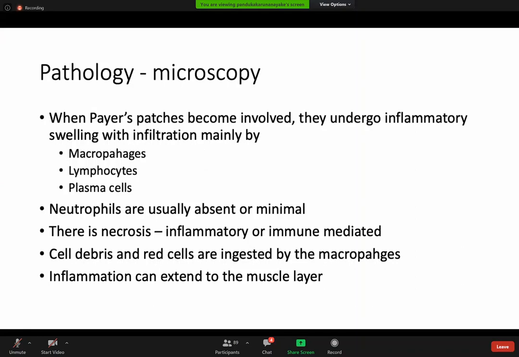And there can be inflammatory or immune-mediated necrosis. So when the Peyer's patches undergo swelling, there will be associated necrosis of the mucosa, which can cause ulceration of the intestine. And the macrophages associated with this inflammatory response will engulf the cell debris and the red cells. And the inflammation may not remain within the Peyer's patches only. It can extend upwards toward the mucosa and also through the muscle layer.